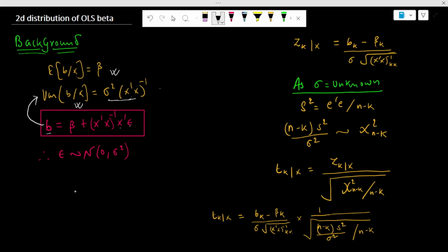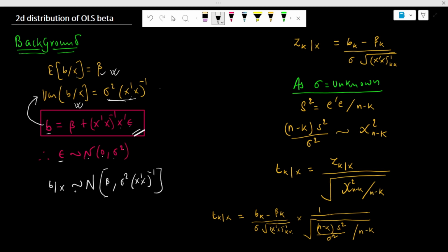Now if we assume that the population residual term is normally distributed with mean 0 and variance sigma square, then from this relationship we can calculate the distribution of the OLS beta. So the conditional distribution of OLS beta is also normally distributed with mean beta and variance sigma square times (X transpose X) inverse.